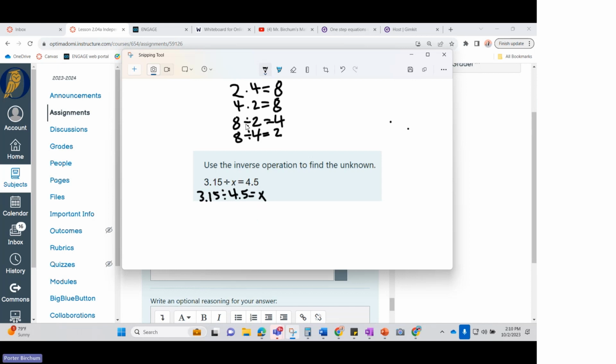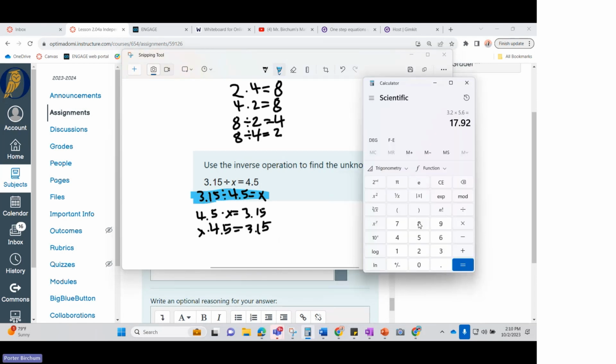And then when I move from division to a multiplying sentence in the number family, the first number becomes the last number. So 4.5 times mystery number equals 3.15, and the mystery number times 4.5 equals 3.15. So let me see, is there a math sentence in here that I can type in my calculator? Oh yeah, this one. Booyah. Let's see what we get.